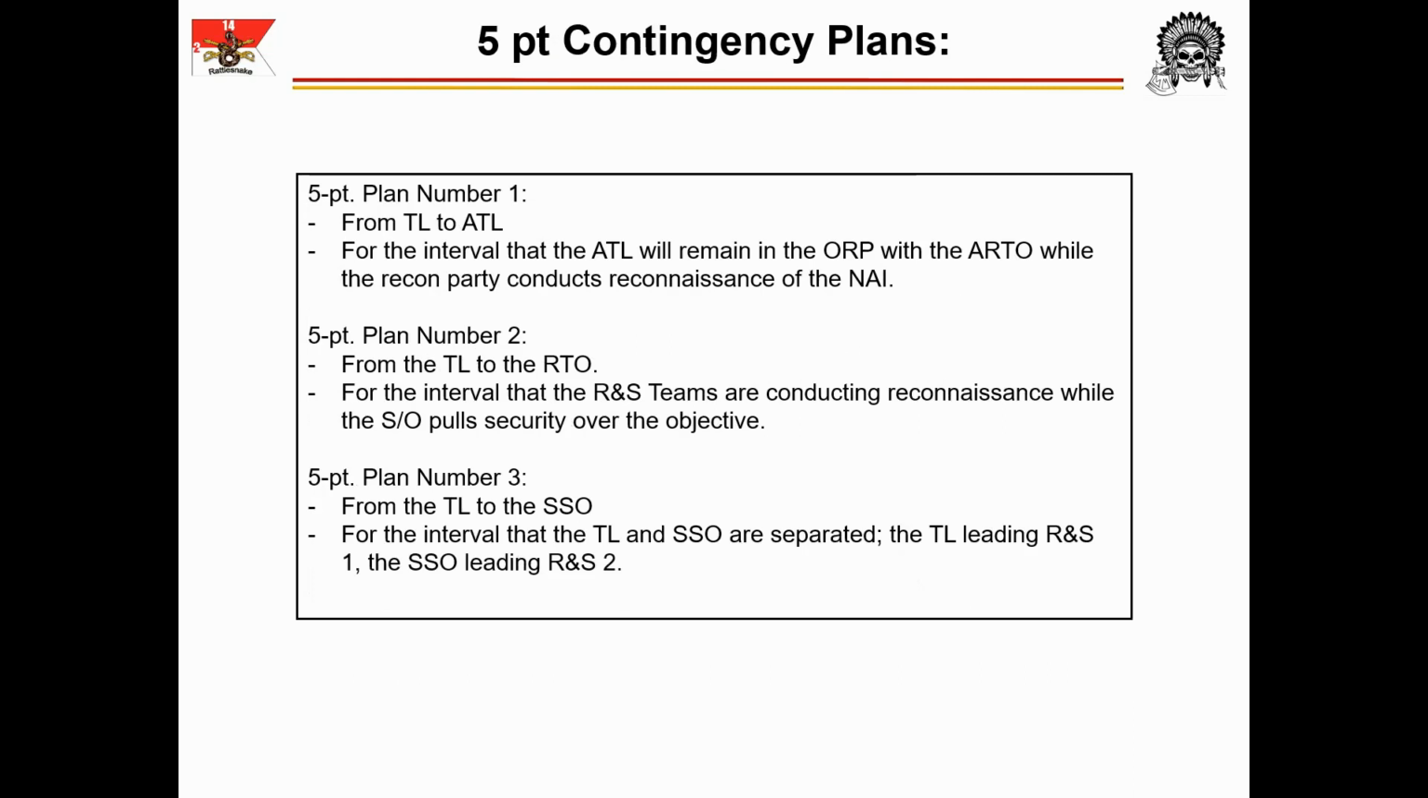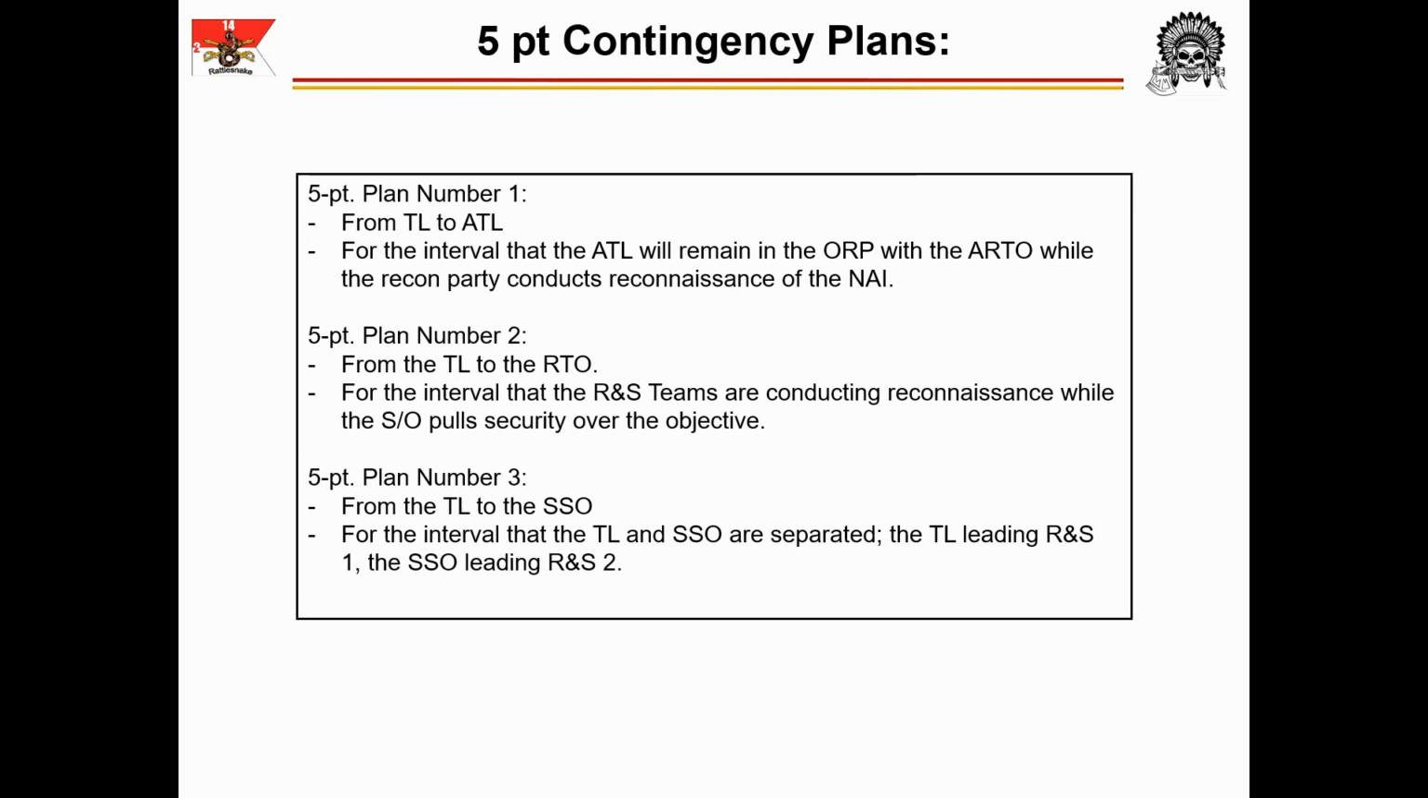Once he has completed MWE, the team leader will give three 5-point contingency plans. The first is from the team leader to the ATL and covers the interval that the ATL remains in the ORP with the ARTO while the recon party conducts reconnaissance of the NAI. The second is from the TL to the RTO for the interval that the RNS teams are conducting reconnaissance while SNO pulls security over the objective. The third and final 5-point is from the TL to the SSO for the interval that the TL and SSO are separated, the TL leading RNS1, the SSO leading RNS2.